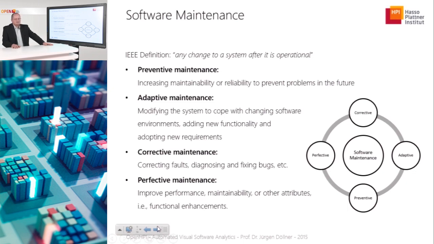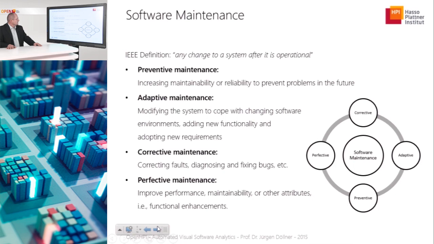So adaptive maintenance is a daily business in the evolution of complex software systems. Corrective maintenance has a clear goal. It's about correcting faults, diagnosing and fixing bugs, etc. Whereas perfective maintenance aims at improving performance, maintainability, or other attributes of software quality, including functional enhancements.